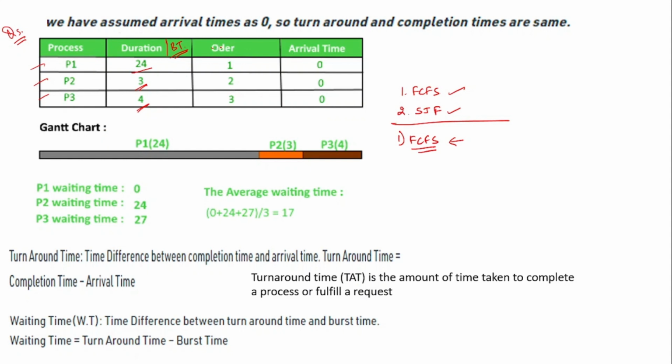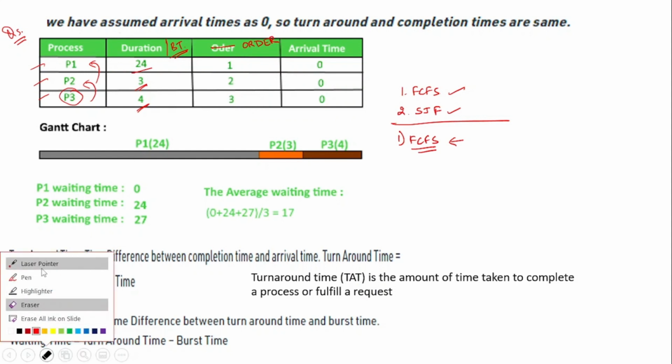Now the order. The order in which they arrive is written here: 1, 2, 3. It means P1 comes first, the order of P2 is 2, the order of P3 is 3. Now let's suppose the order was 3, 2, 1. In that case, I would start off with P3 first because its order is 1, then I would go with P2, and then P1. However, in this case, the order is P1, P2, P3, as written here, so I will move accordingly.